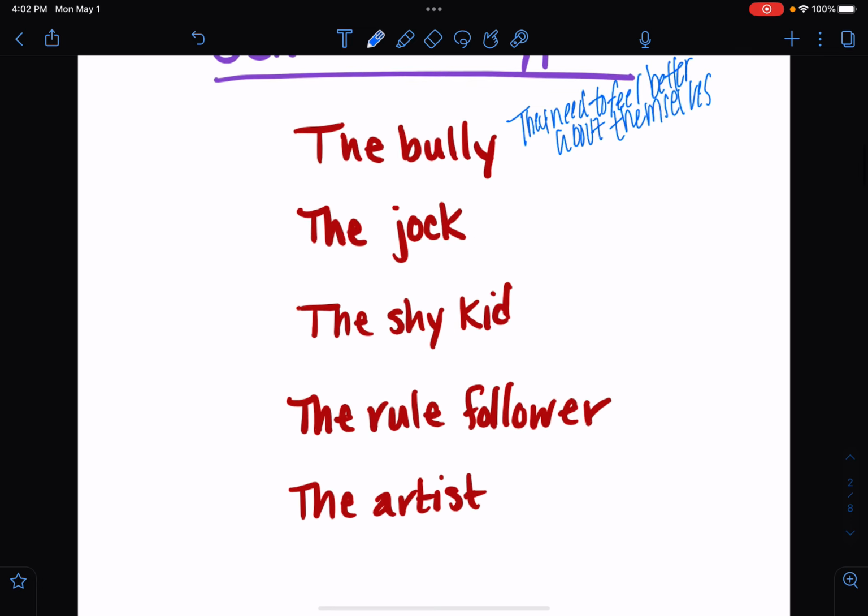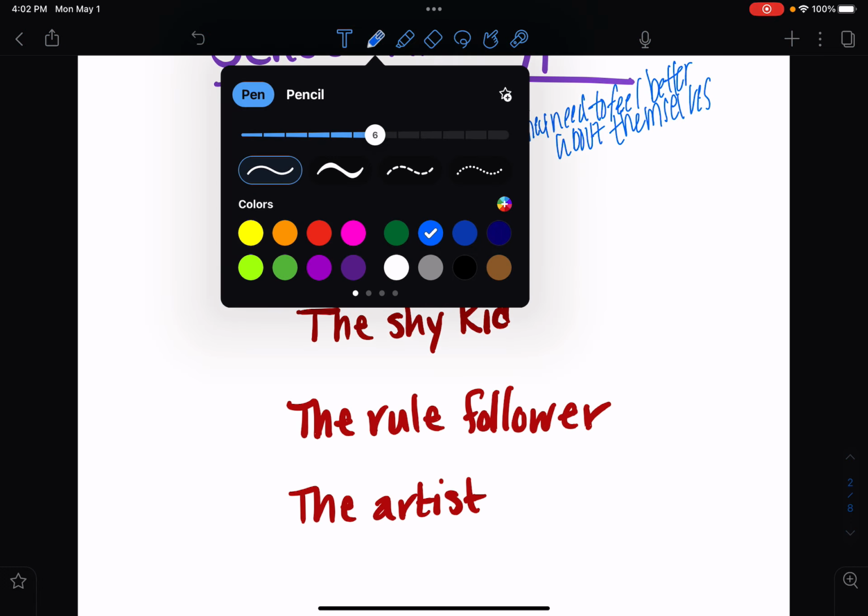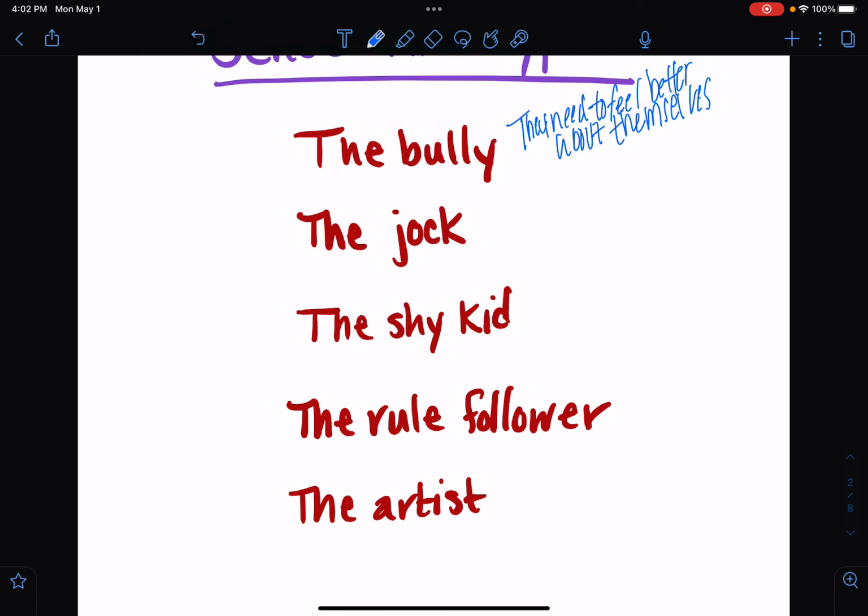Okay. So looking here, then maybe we might go back to the jock. We've already talked about likes to win. Competitive, I guess, is the right word for that. A lot of times is strong, right? Maybe handsome.